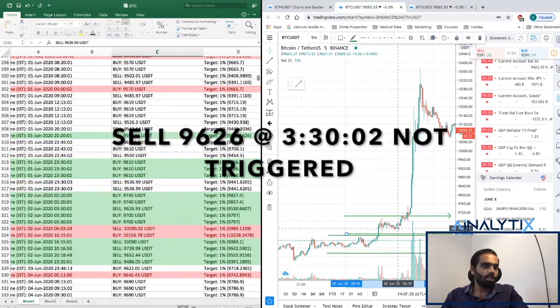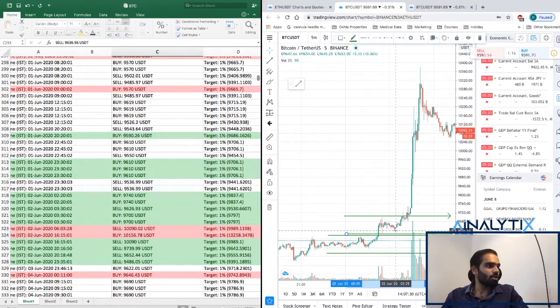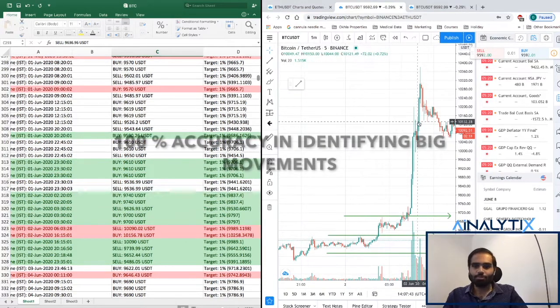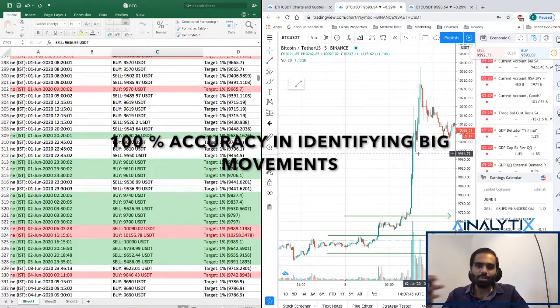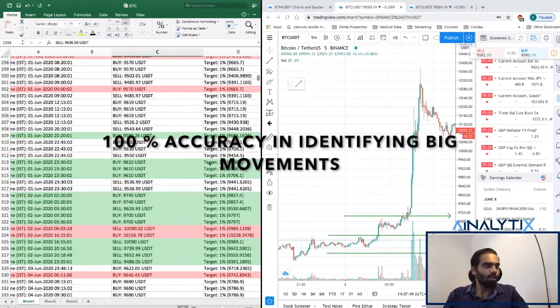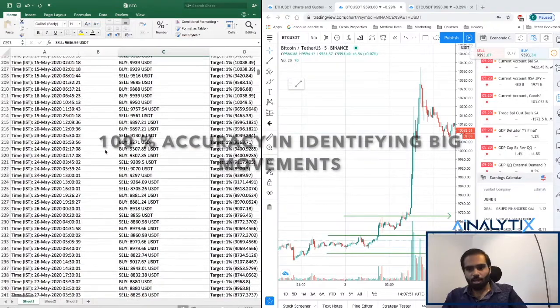So the 9626 level at about 3:30 a.m. So if this candle basically went down, then the trend would have been downwards. But if this candle went upwards, the trend would have been upwards. And so again, as I told you earlier, with analytics you will never miss out these big movements. What you'll miss out is a small $20-$30 movement, small stop losses, but you'll never miss out these big movements. So that's how we do our calculations.